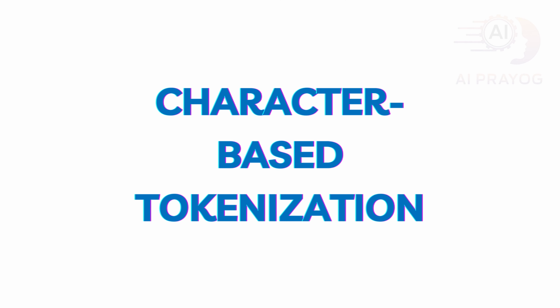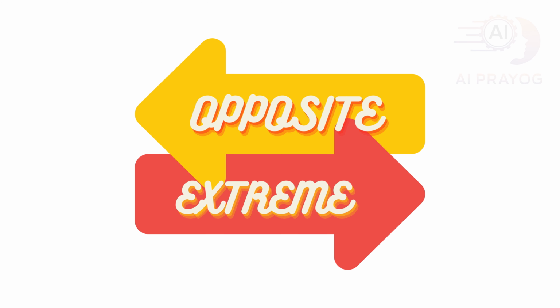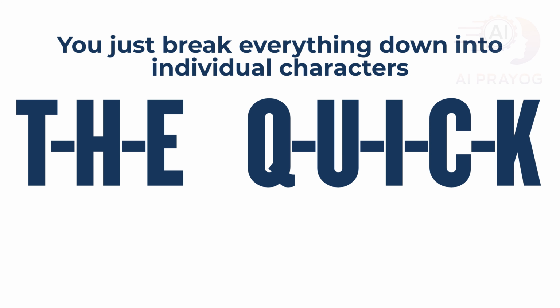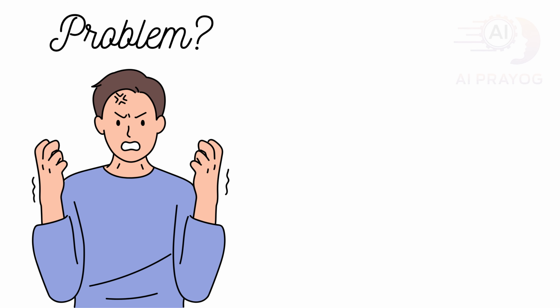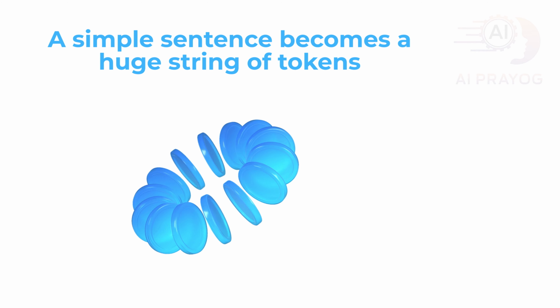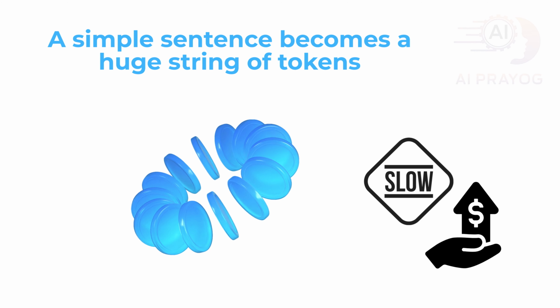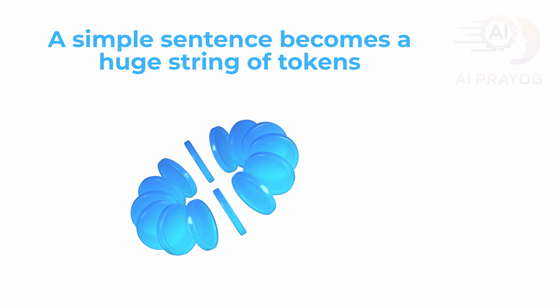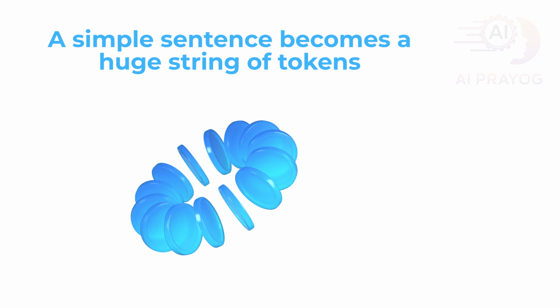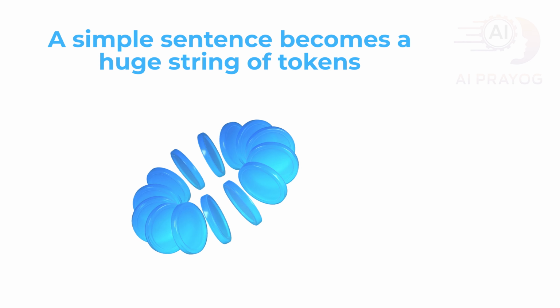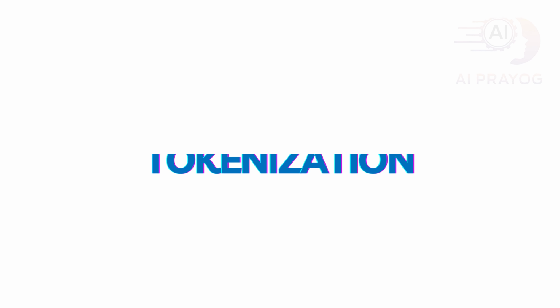Next, we have character-based tokenization. This is the opposite extreme. You just break everything down into individual characters. T-H-E, space, Q-U-I-C-K. This solves the new word problem because every possible word is just a combination of characters. The problem? A simple sentence becomes a huge string of tokens, making it incredibly slow and computationally expensive for the model to process. So, we need a balance. And that brings us to the most popular method used by modern LLMs, subword tokenization.